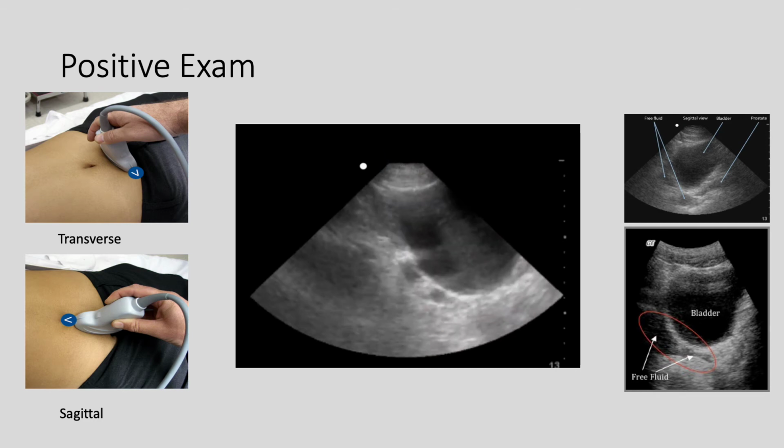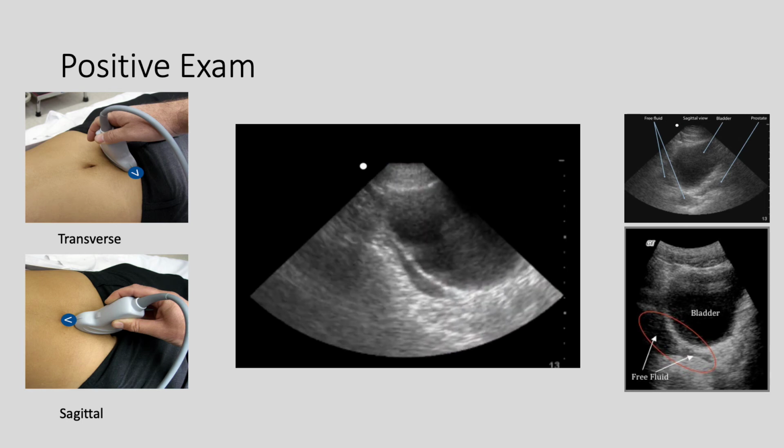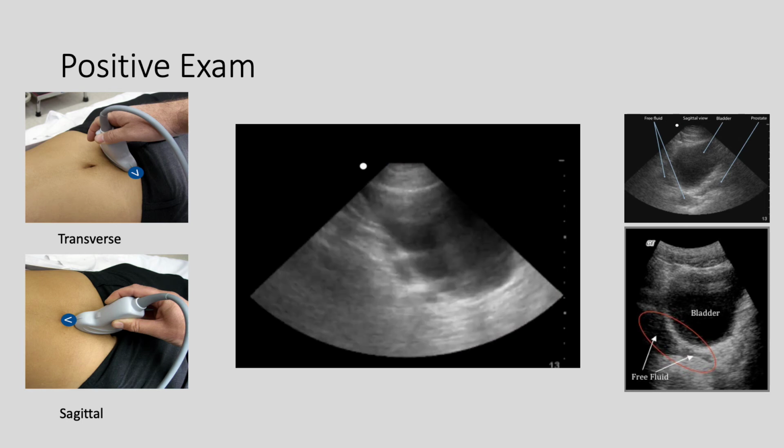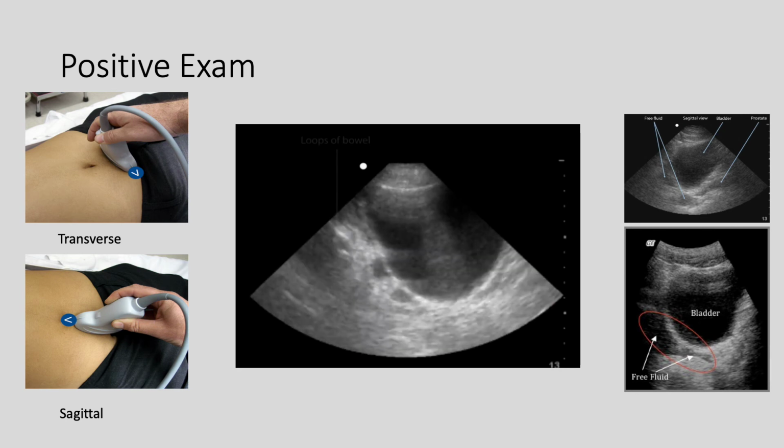In this recording, we can see an anechoic wedge of free fluid adjacent to a full bladder. On the right are two other examples of free fluid in the pelvis adjacent to the bladder.